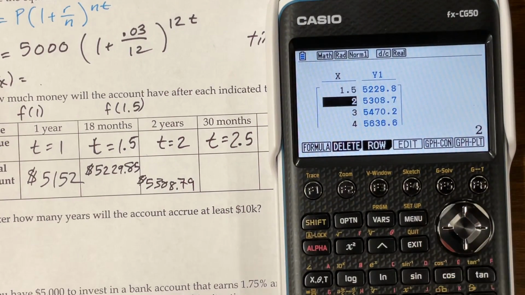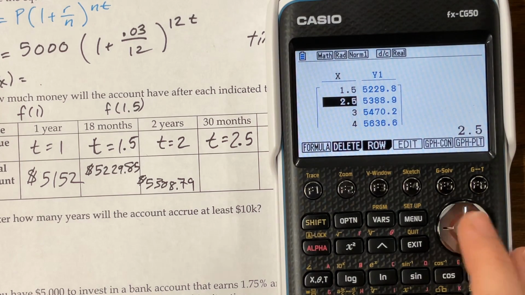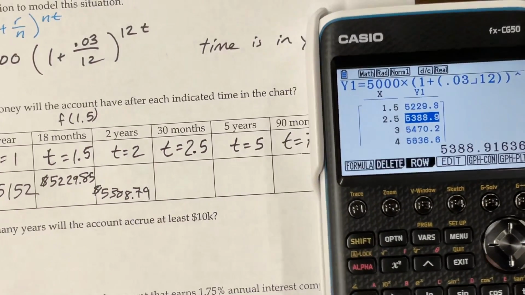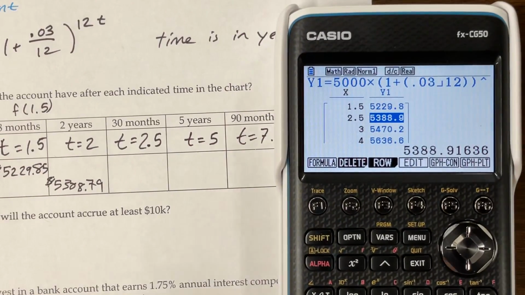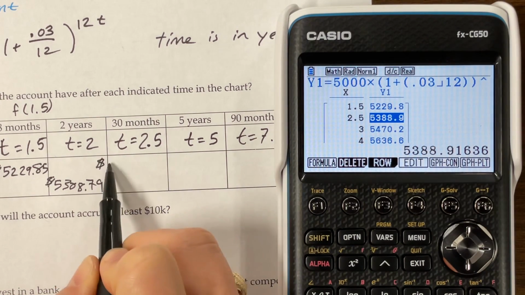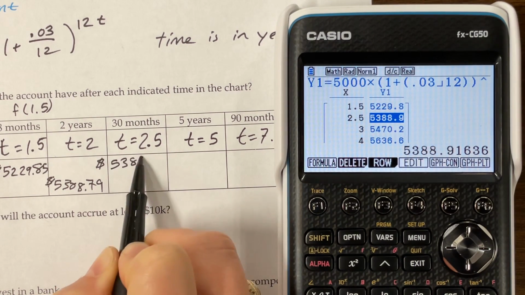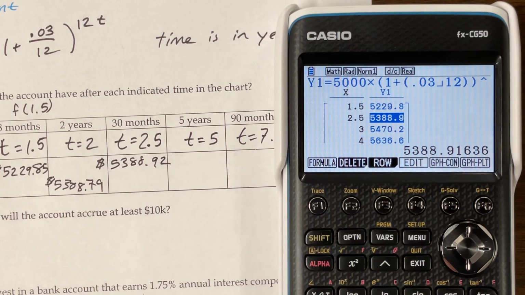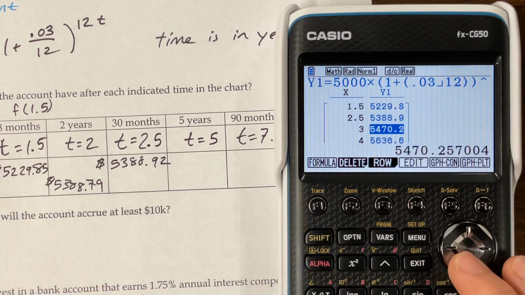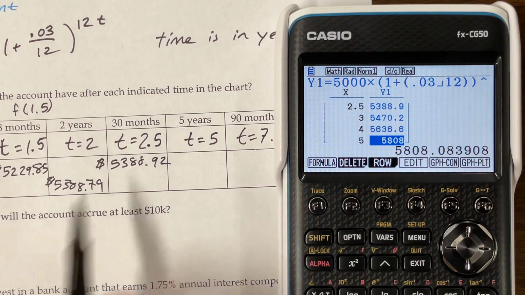2.5, I'll have to override something. 2.5. I see. Can you see what I'm doing? I want you to see both the calculator and what I'm writing. Let me write it up here. So 5388.92. I now have to do, oh, you know what? Here's 5. Well, fantastic.